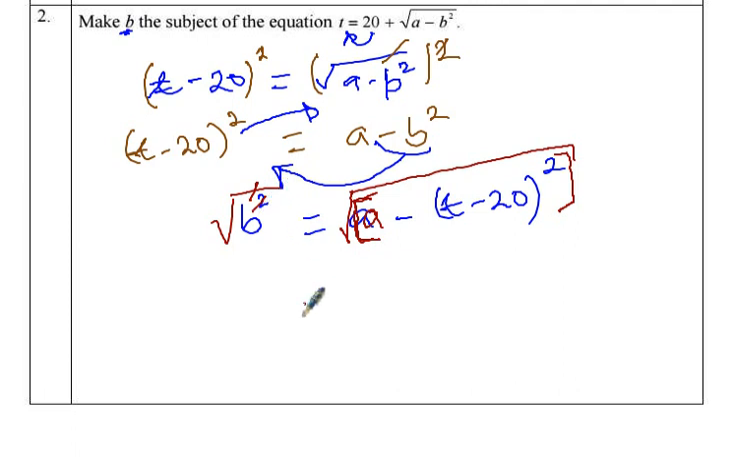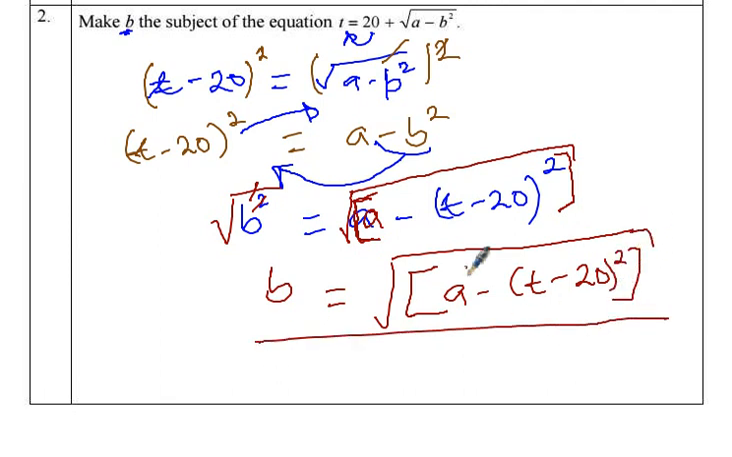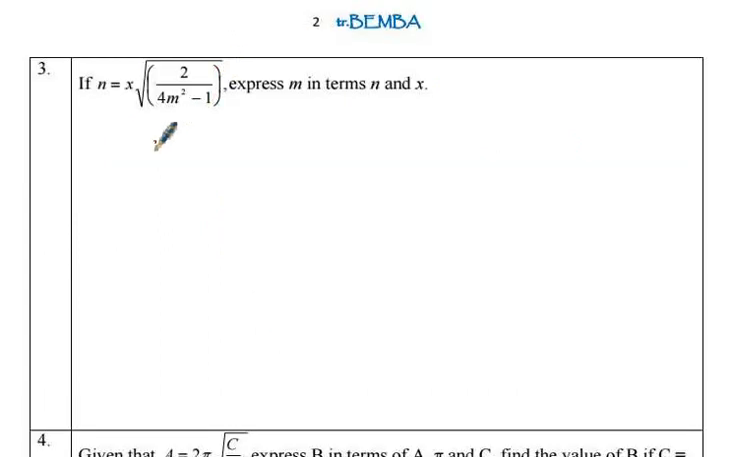So I can put away this, and I write b is equal to square root, let me put my big bracket, of a minus t minus 20 squared, and I have it like that. Okay, so we have been able to have b left on one side, and that means b is now the subject of that equation. Question number 3.